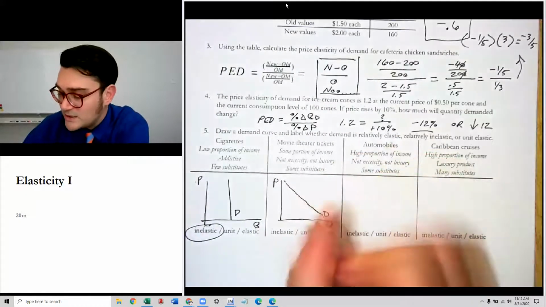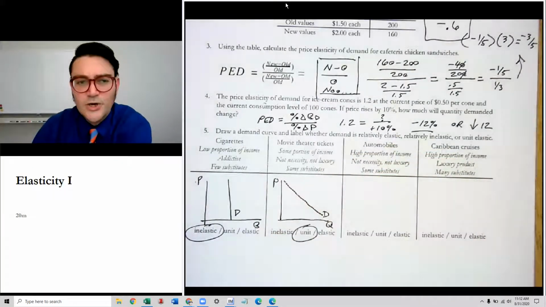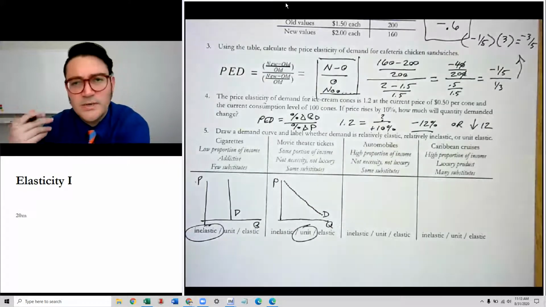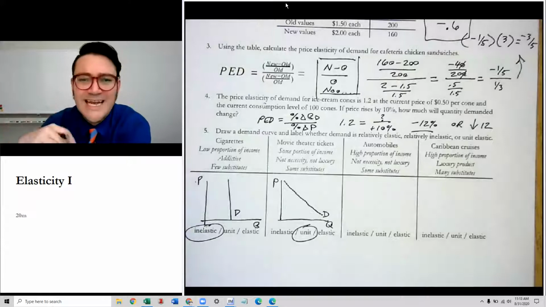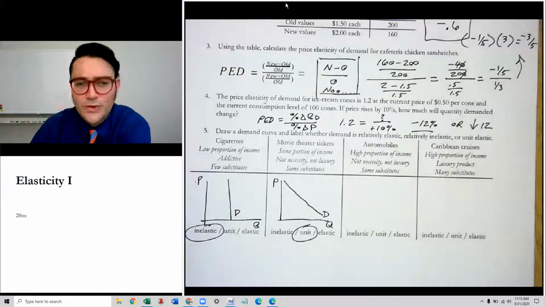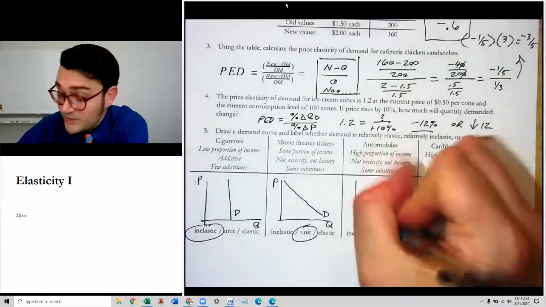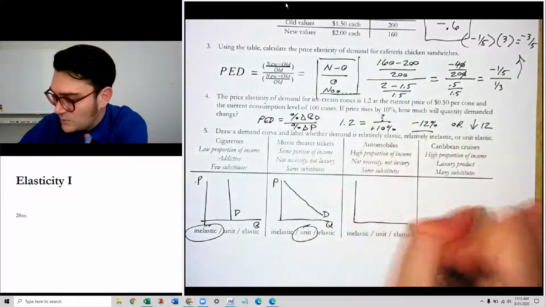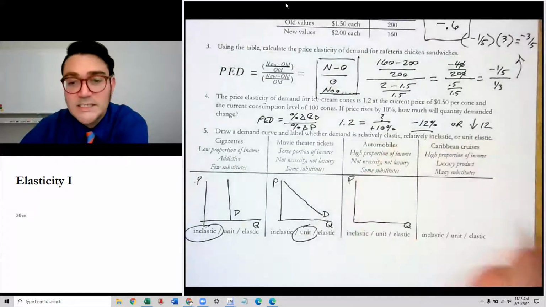What we found is that as time has gone on, movie tickets have become more elastic because there's lots more substitutes to them. But like back in the 1980s, 1970s, they were a lot more unit elastic. And they've gotten more expensive. So quantity, which makes it more elastic.